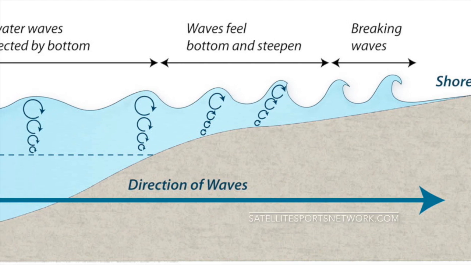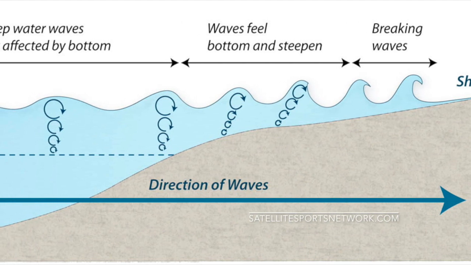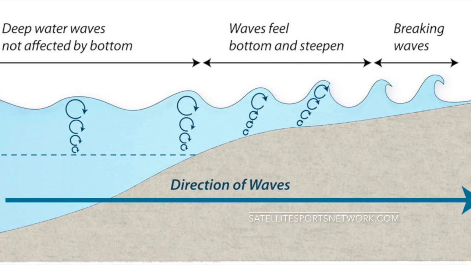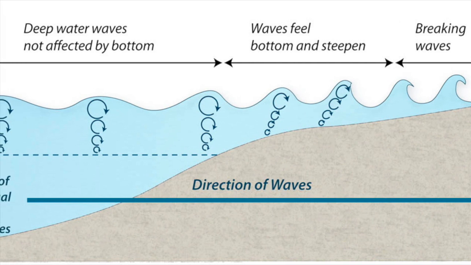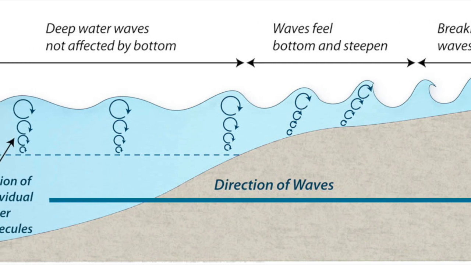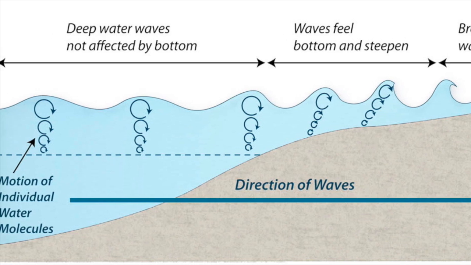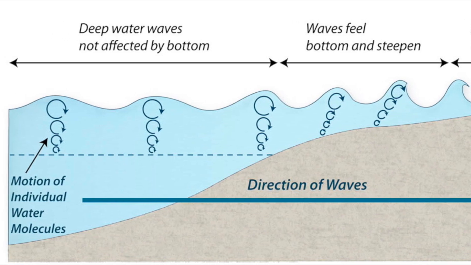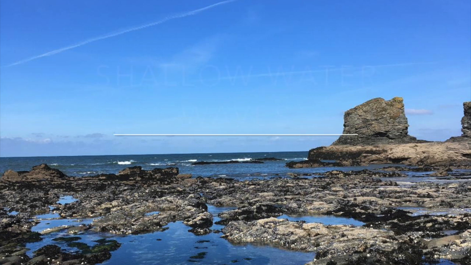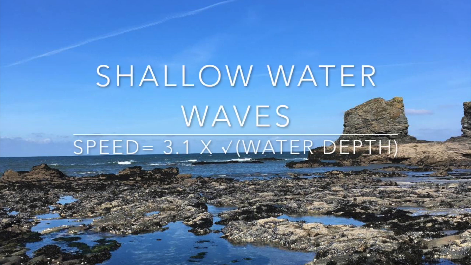When the deep water waves enter shallow waters, the orbits are affected by the ocean floor. The base of the circular path drags against the bottom. This reduces the speed of the wavelength, resulting in the wave increasing in height and steepness. Shallow water waves are defined by being in water that has a depth of less than 1/20th of the wavelength.